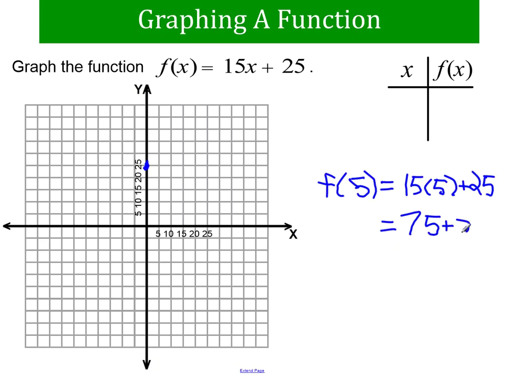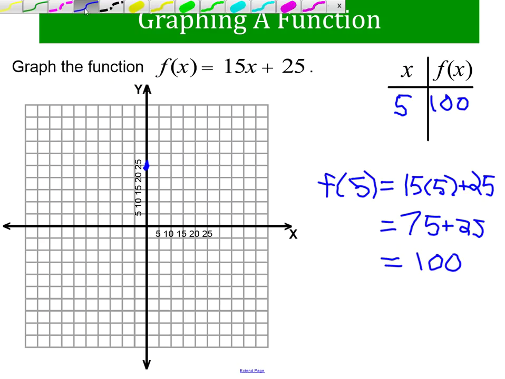Still adding 25. 75 plus 25 is 100. So I'm going to write that in. Okay, so what did we do? We discovered the coordinate point on this function, 5, comma, 100. It's the next one over in the grid line.